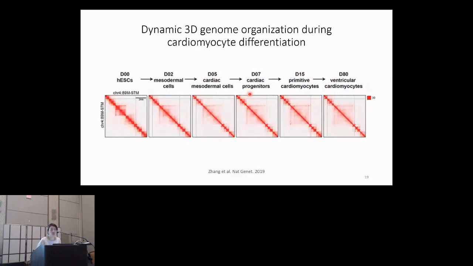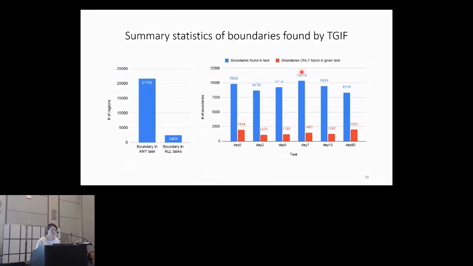And we next apply TGIF to a real Hi-C data set. So these are Hi-C data sets captured during cardiomyocyte differentiation at 6 different time points, starting at human embryonic stem cell, differentiating all the way to ventricular cardiomyocytes. Here's an overview of the number of boundaries identified by TGIF. Around 21,000 boundaries are found in the union of boundaries across all time points, and about 1/10 of them are in the intersection of boundaries, so these are the shared common boundaries. Within each time point, we identified about 8,000 to 10,000 boundaries across all chromosomes, and about 1/9 of them are only found within each time point, so the red bars are the unique boundaries.